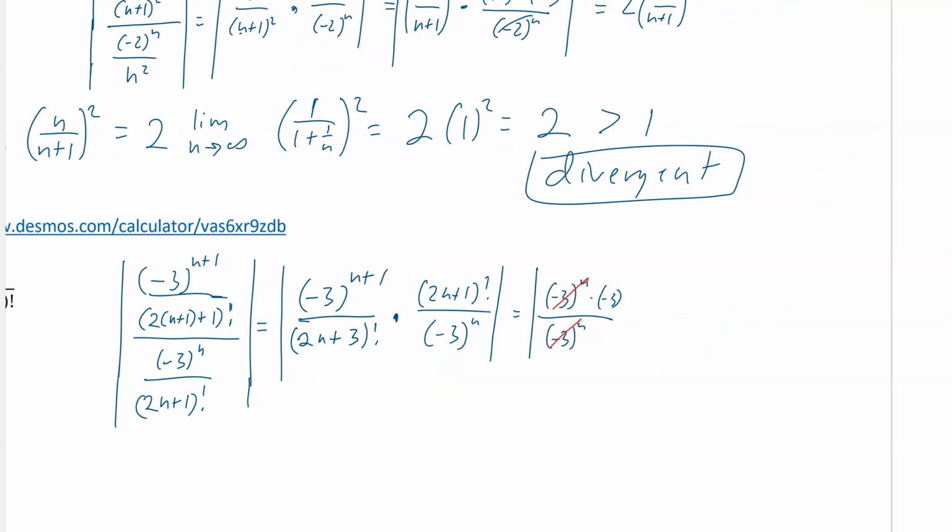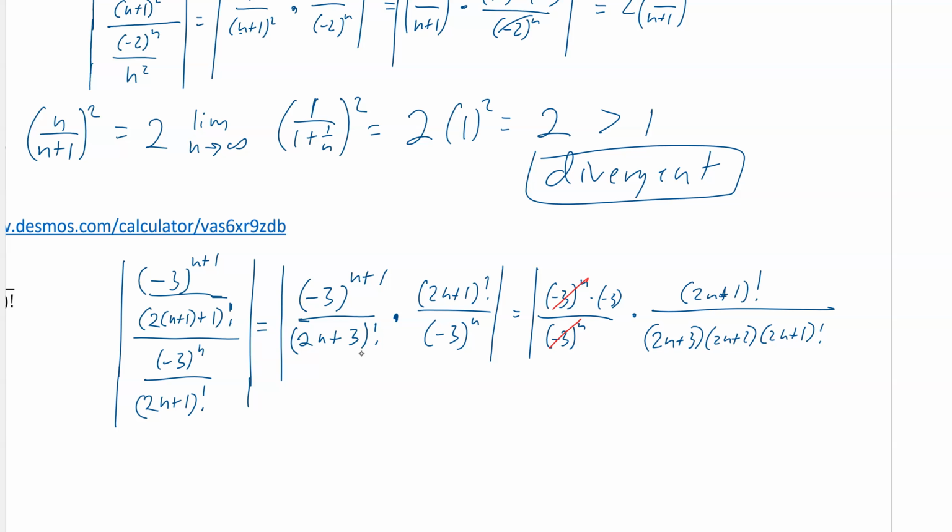Now with the factorials, we just need to make them match. And so the 2n plus 3 is bigger than 2n plus 1 because we've added 2 more to it. So that's the one you're going to expand. That would be 2n plus 3, and then you subtract 1. So 2n plus 2. And then you subtract 1. So 2n plus 1, and there it is. That's the factorial we were trying to get to.